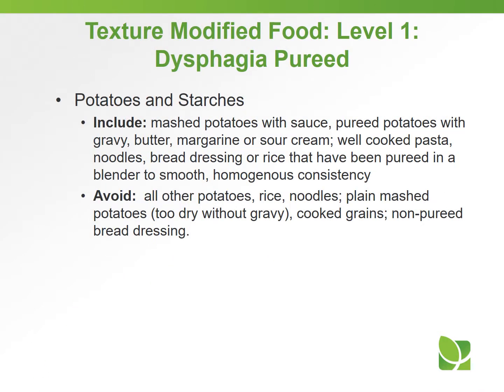Potatoes and starches include mashed potatoes with sauce, pureed potatoes with gravy, butter, margarine, or sour cream, and well-cooked pasta, noodles, bread dressing, or rice that have been pureed in a blender to a smooth, homogeneous consistency. Avoid all other potatoes, rice, noodles, plain mashed potatoes or anything too dry without gravy, cooked grains, and non-pureed bread dressing.